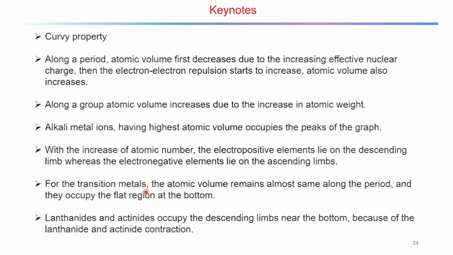For the transition metals, the atomic volume remains almost the same along the period, and they occupy the flat region at the bottom. Whereas lanthanides and actinides occupy the descending limbs near the bottom because of the lanthanide and actinide contraction, which I have explained in the previous lecture. So these are some keynotes that you need to remember for the periodic trend of atomic volume.